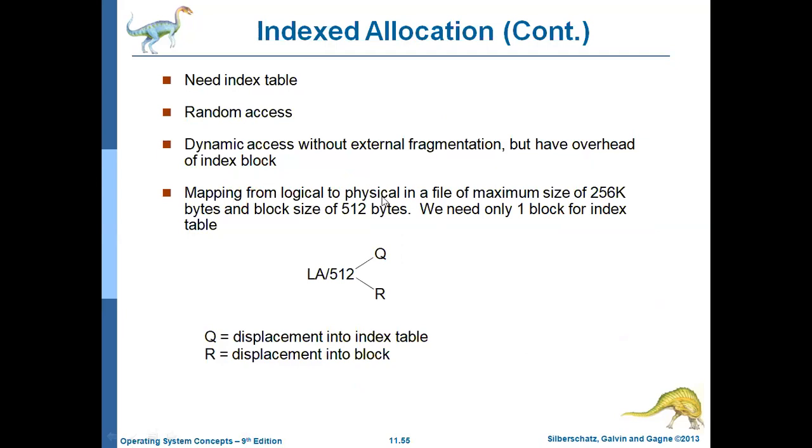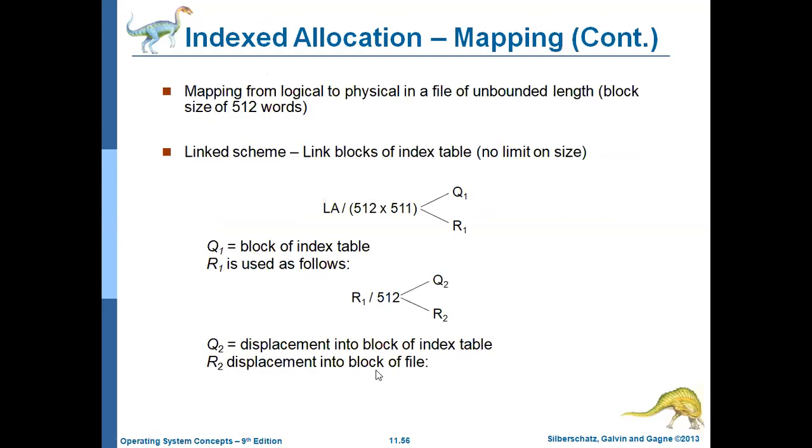Mapping from logical to physical in a file of maximum size of 256K bytes, and the block size is 512 bytes. We need only one block for the index table. Q represents your displacement into the index table, whereas R represents your displacement into the block here.